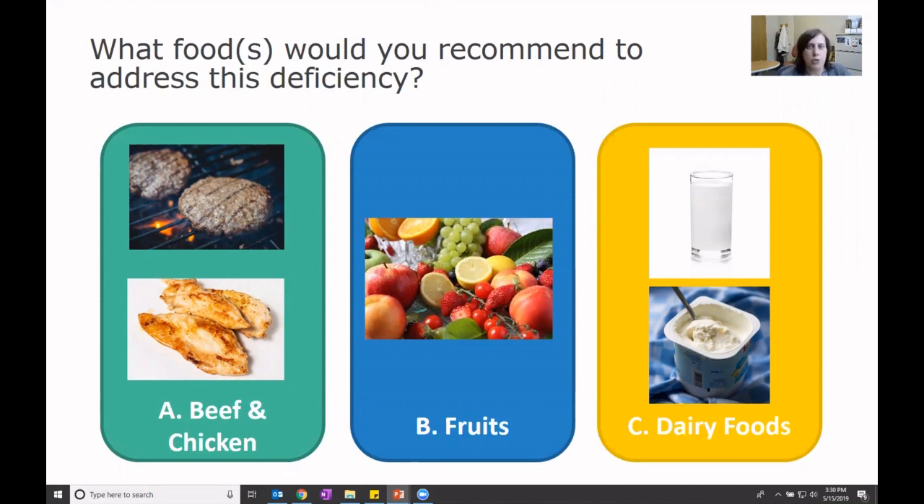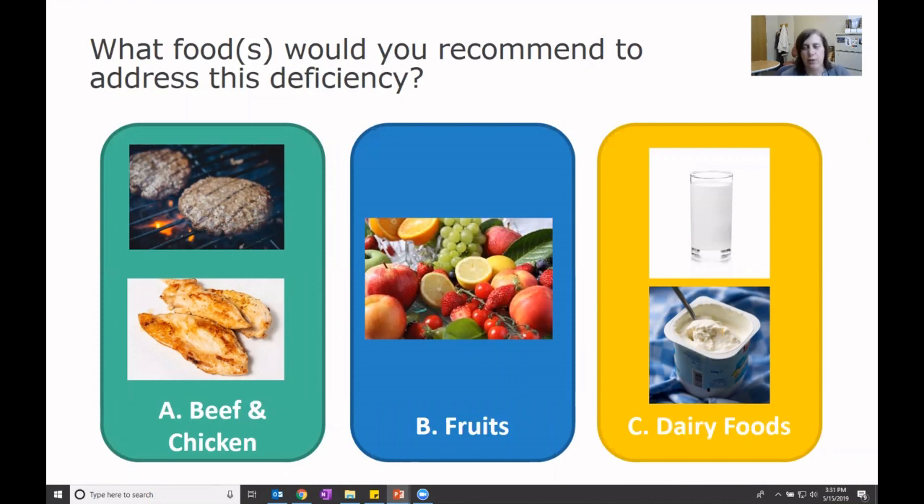So what foods would you recommend to address this deficiency? Would you recommend beef and chicken, fruits, or dairy foods? Well, in the United States, most of us are going to get it in a fortified form through dairy foods. Now, years ago, and you might even be able to still find it now, they'd give kids cod liver oil, which could be a source of vitamin D.